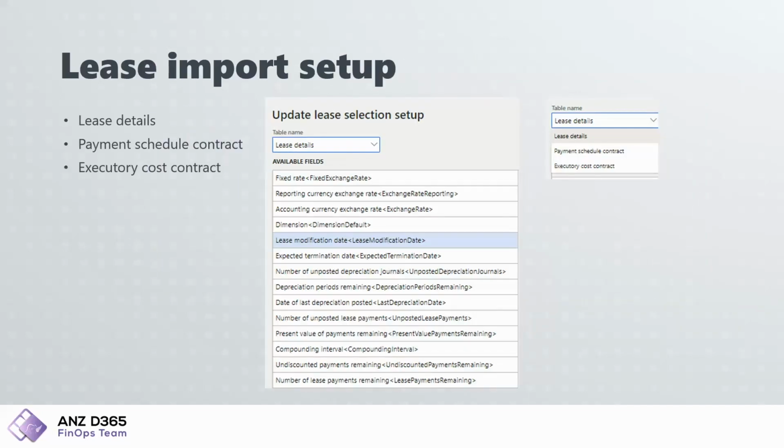There are some setups on the asset import setup, where we have three different options: lease details, payment schedule contract, and executor cost contract. So let's say we have lease details and we have already imported some of them, and we would like to put them on the staging table and view some of the details before we import them to the destination table. We have a setup to move the fields which we actually require so we can see those fields in the system before we import, so there will be fewer chances of errors in the system.